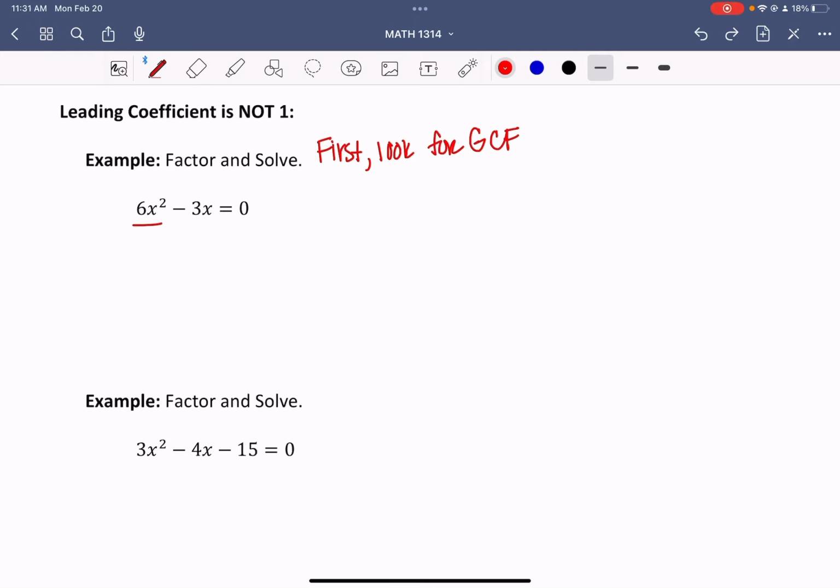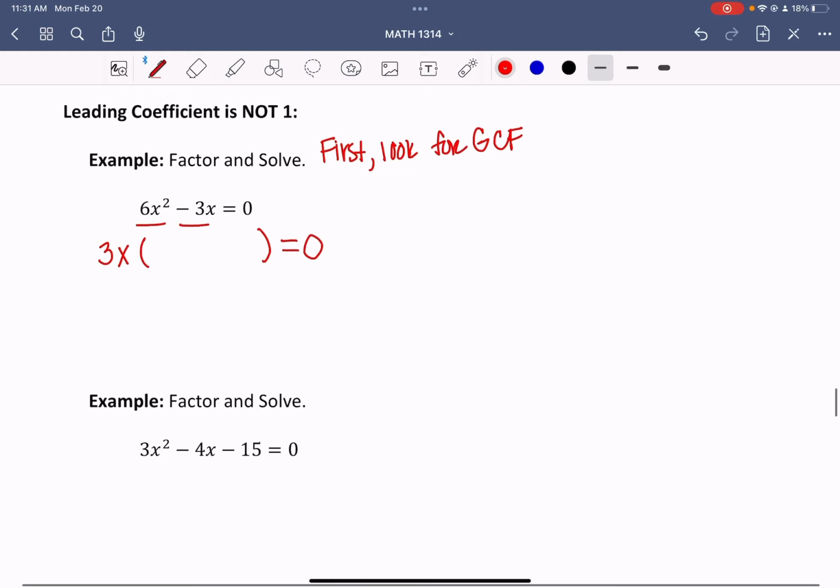The GCF is the greatest common factor. So we're going to look at 6x squared and negative 3x and figure out what they have in common. They both, looking at the 6 and 3, could be divided by 3. So that's going to be part of the GCF. And then looking at the variables, x squared and x, they both have an x, and we take out the smallest of the exponent, which is x to the first. So this is our GCF, and we're going to factor this out of what was given.